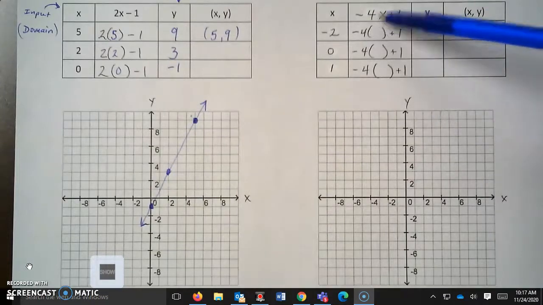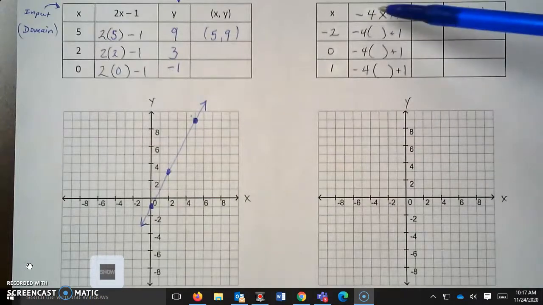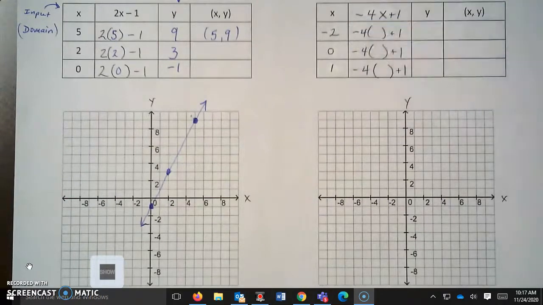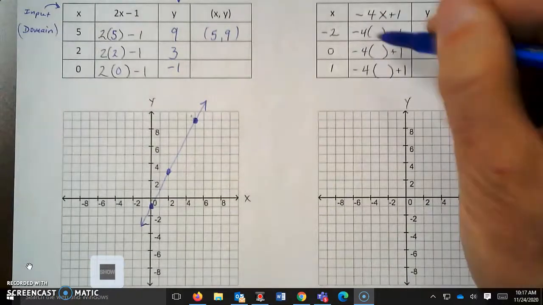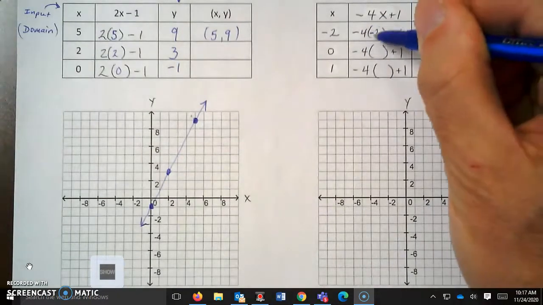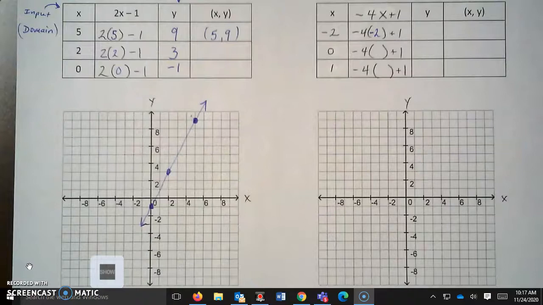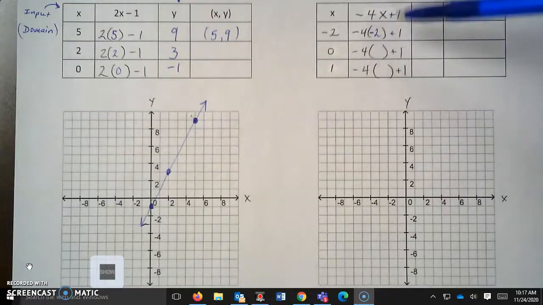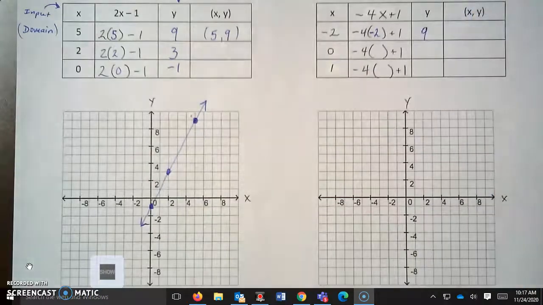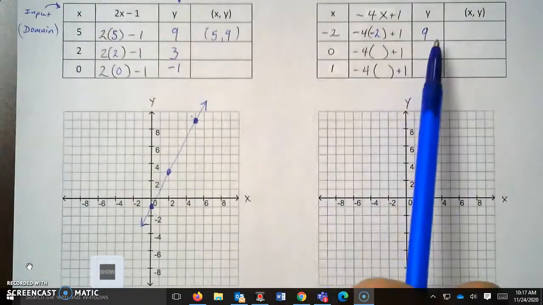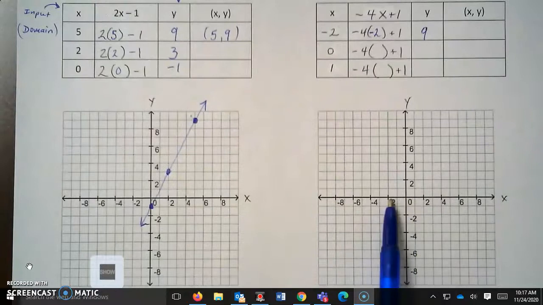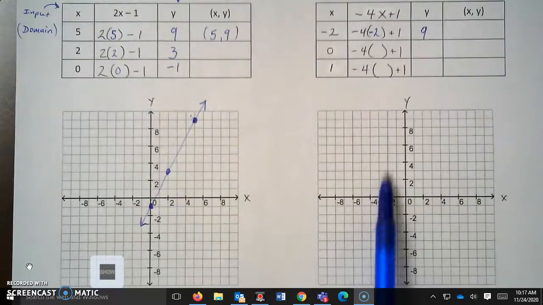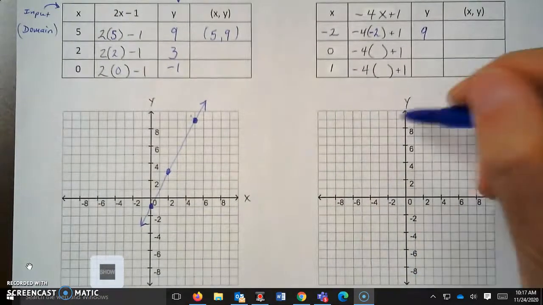One that has a negative number. So, for instance, this one, negative 4 times x. Well, x is negative 2. So I'm showing my work. I'm going to do negative 4 times negative 2. Then I add 1. Negative 4 times negative 2 is 8. 8 plus 1 is 9. So I go graph the ordered pair, negative 2, 9. When x is negative 2, y is positive 9. I'm up here.